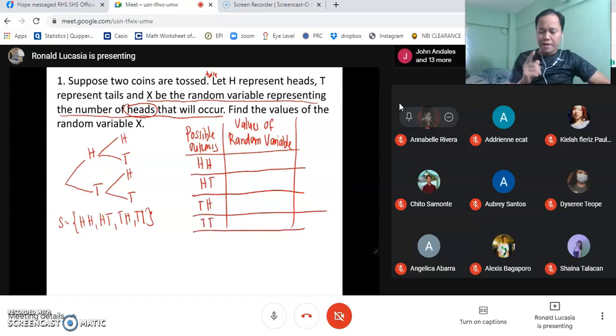So remember the values of the random variable, we have the number of heads. We are only concerned with the possible outcome wherein there is head. So here, there are two heads. Second, there is one head. Third, there is one head. And fourth one, there is no head. Then we could say that the values of the random variable X as the number of heads will be 0, 1, and 2. This is the probability distribution.